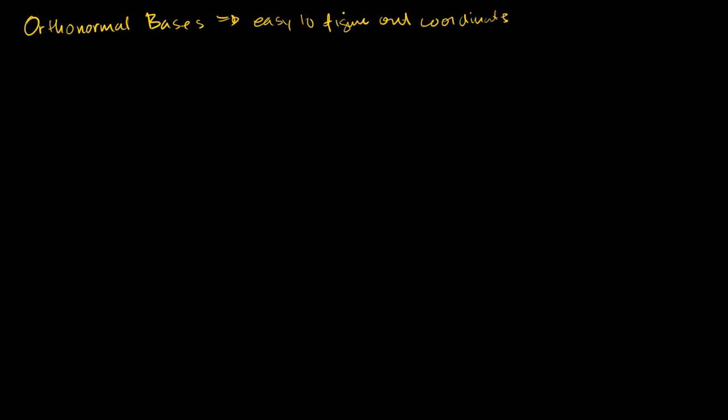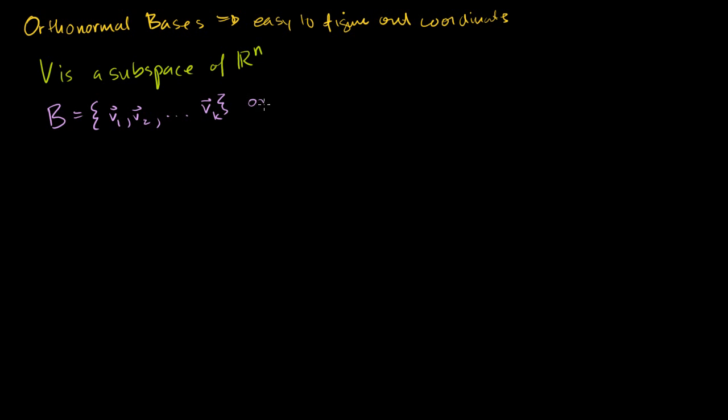So let's say I have some subspace V. Let's say V is a subspace of Rn. And let's say we have B, which is an orthonormal basis. B is equal to V1, V2, all the way to Vk. And it is an orthonormal basis for V, which is just a fancy way of saying that all of these vectors have length 1, and they're all orthogonal with respect to each other.